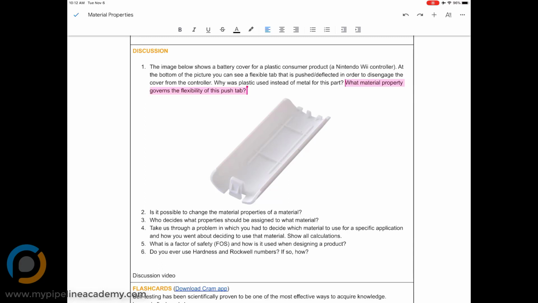Yeah, if your modulus is lower, your material is more flexible. But it depends what you're designing, right? If you're designing a structural frame for a steel building or something, you want something that's stiff, that's not going to flop around like a rubber band. But if you're designing a rubber band, you do want something really stretchy and flexible. But for this particular application, the cover here, we want something that has a low modulus number, right?